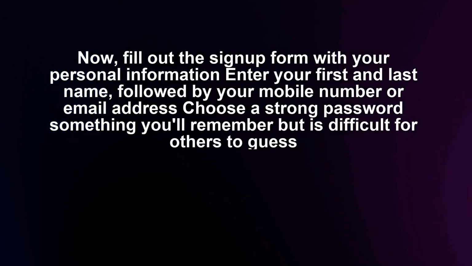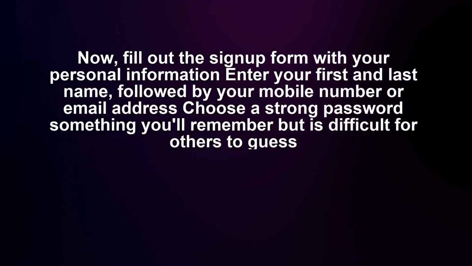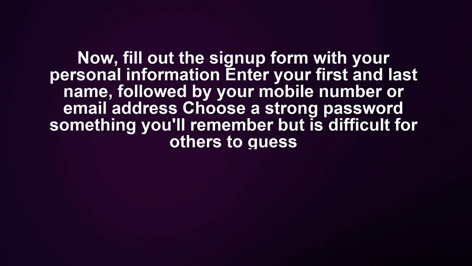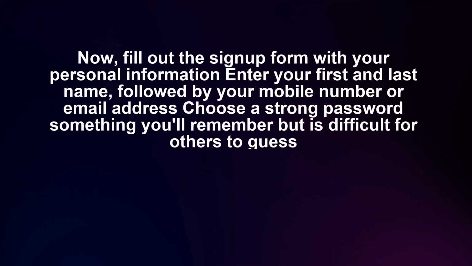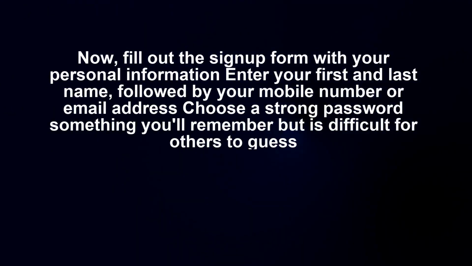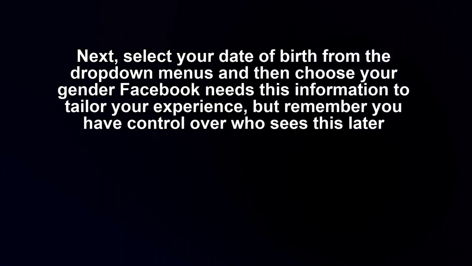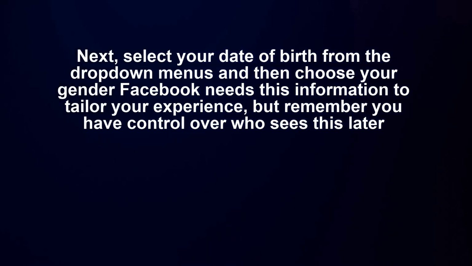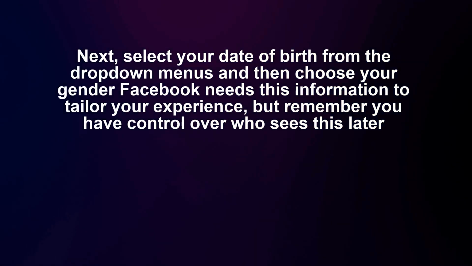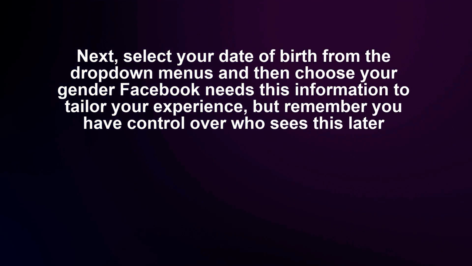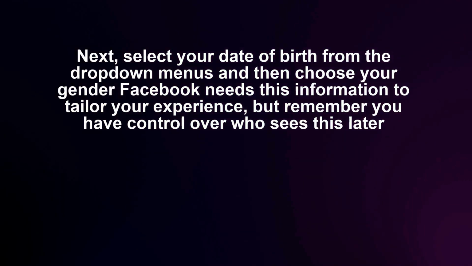Now, fill out the Signup form with your personal information. Enter your first and last name, followed by your mobile number or email address. Choose a strong password, something you'll remember but is difficult for others to guess. Next, select your date of birth from the drop-down menus and then choose your gender. Facebook needs this information to tailor your experience, but remember you have control over who sees this later.